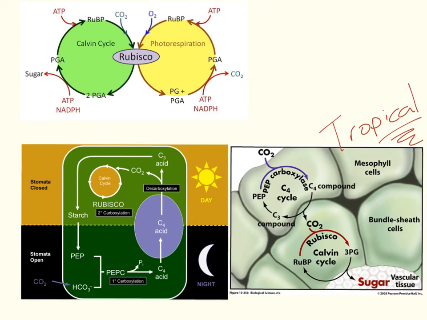Now, in places where it's really hot and dry, like in a desert, so things like cacti and etc., they're going to want to separate the photosynthesis process by time, as well as trying to reduce photorespiration. It wants to reduce the water loss. So there are these openings called stoma, not stroma, but stoma.